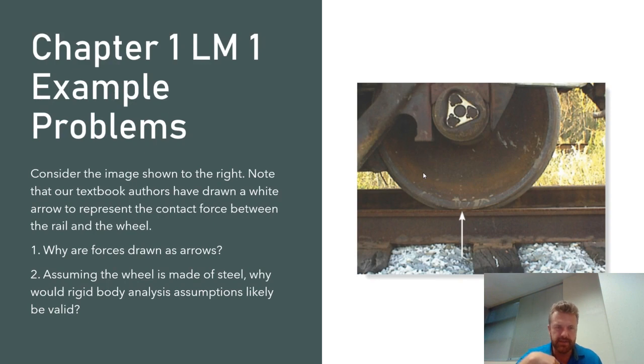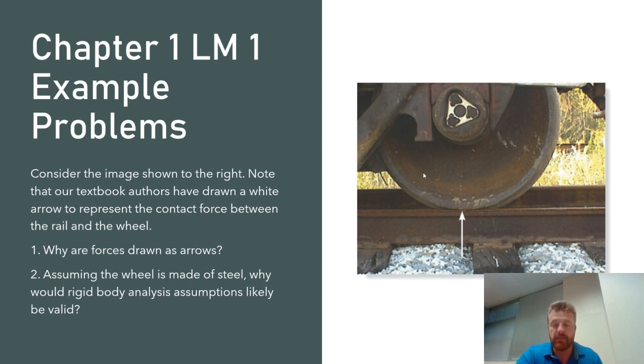So let's look at a couple of example problems to make sure that everyone's on the same page here. Here we have a wheel of a railroad car on a track, depicted to the right. The textbook authors have shown a white arrow to represent the contact force between the rail and the wheel. Why is the force drawn as an arrow? Well, remember, a force is defined by three things: a magnitude and direction, meaning it's a vector, and a point of application.